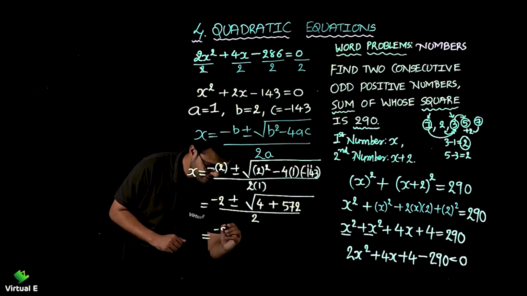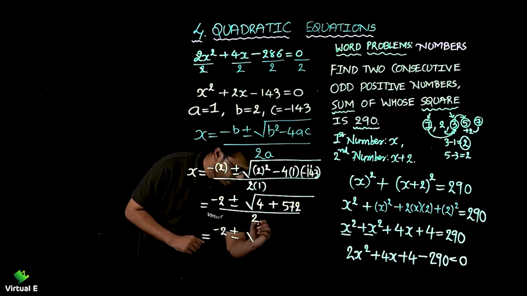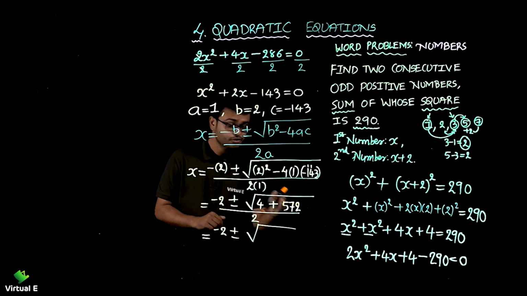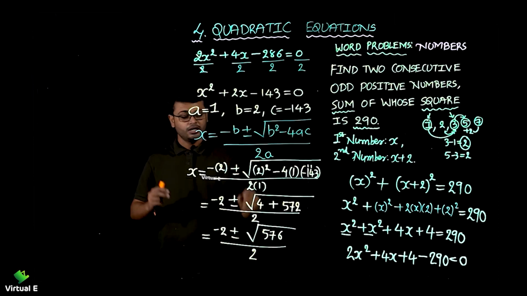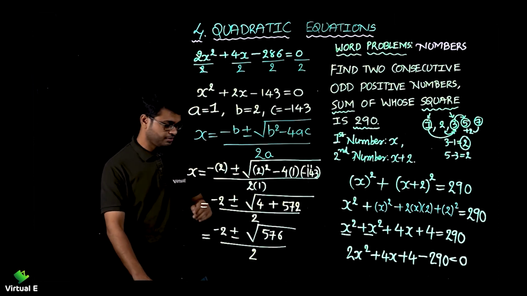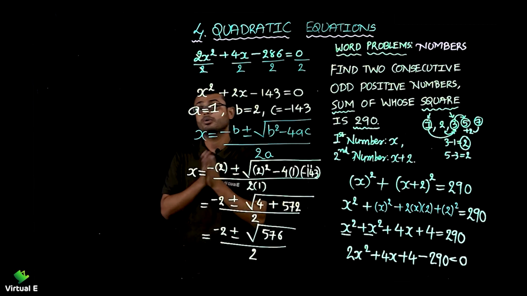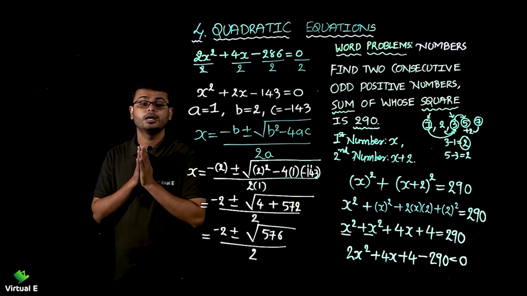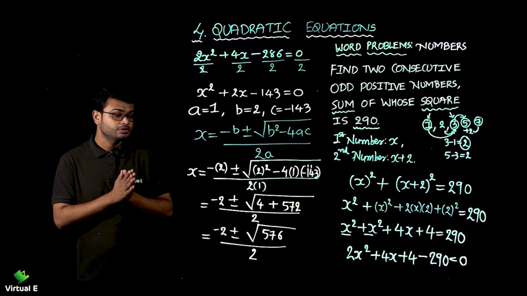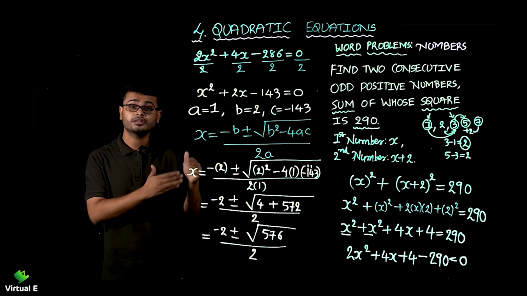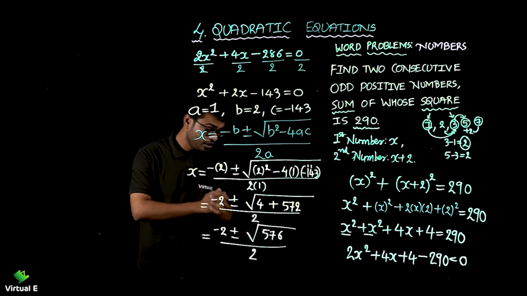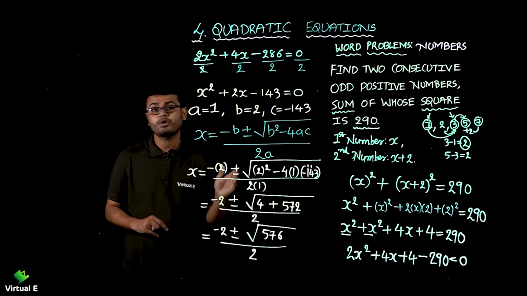Now let's simplify further. Square root of 572 plus 4 gives you 576, and in denominator 2. Now we have an issue here, the number in the square root. How to deal with this? Either you know the square root of this number, or you remember the square roots of numbers till 30, which can help you, or you need to learn how to find the square root.